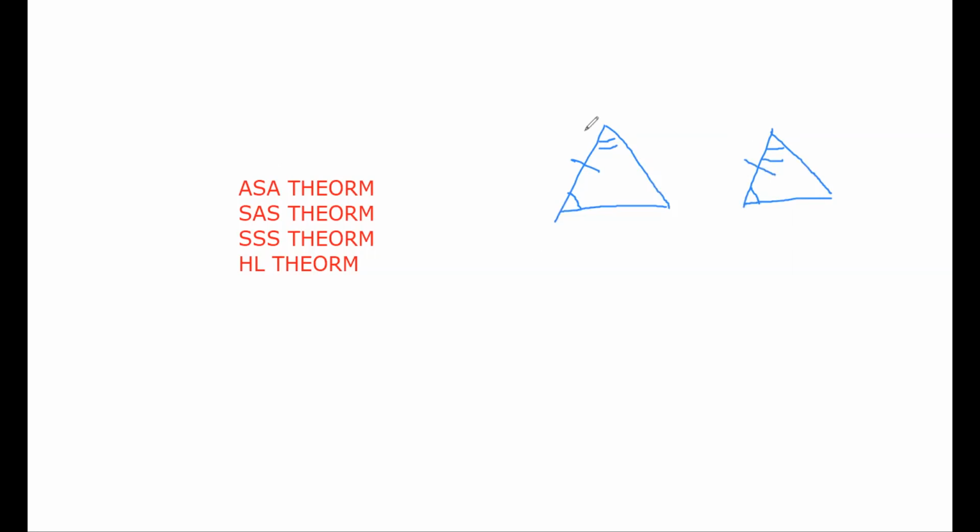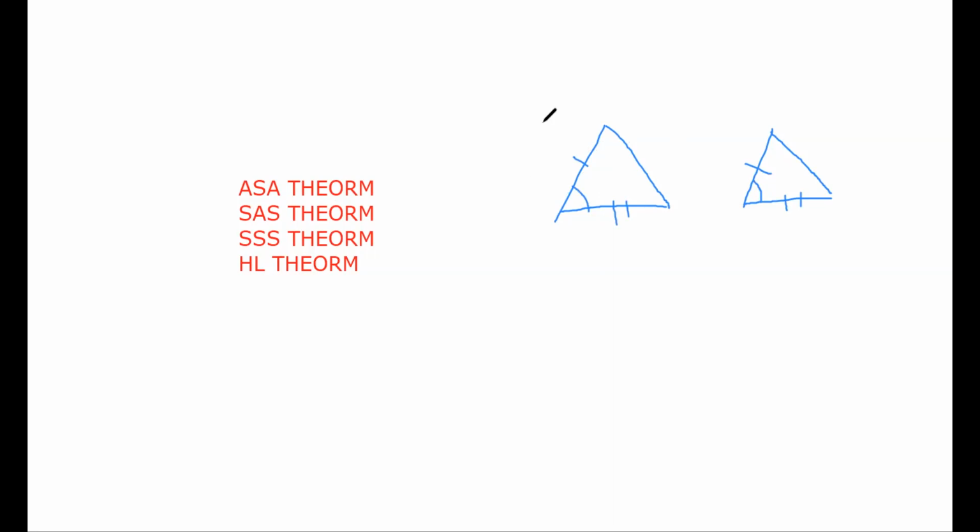For the SAS theorem, it was the opposite. This time the angle is included. If I have 2 sides equal, for example, this is equal to this, and this time the angle is included in between. Where is the angle included in between? This angle. So if I have these 2 sides equal and the included angle is equal as well, you can say that the 2 triangles are congruent using the SAS theorem.